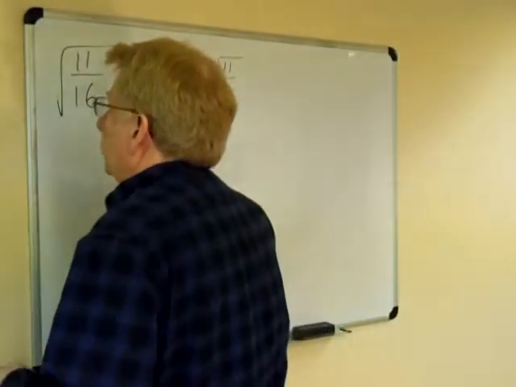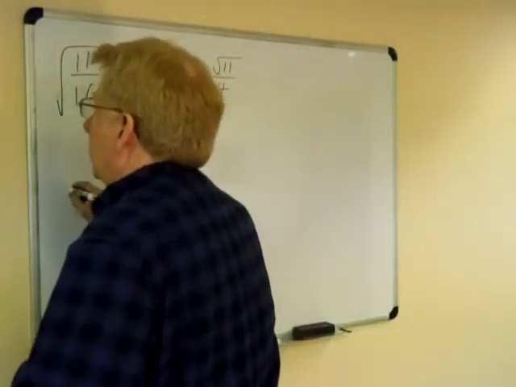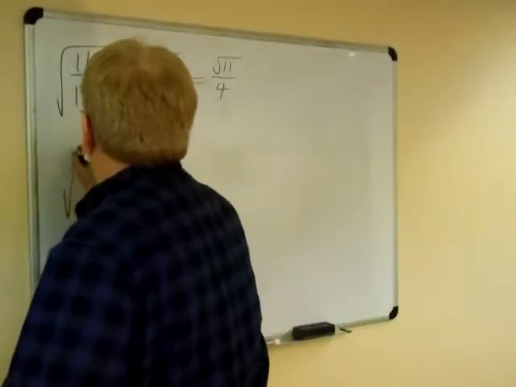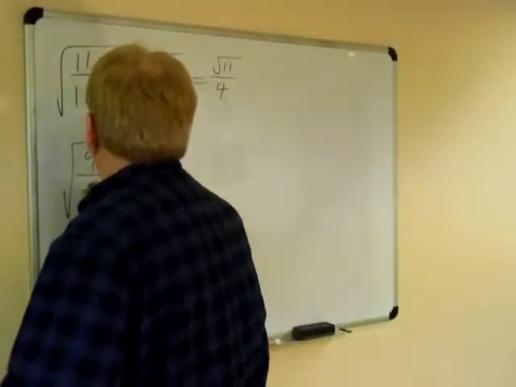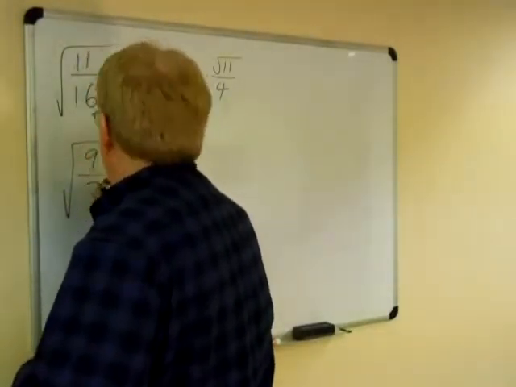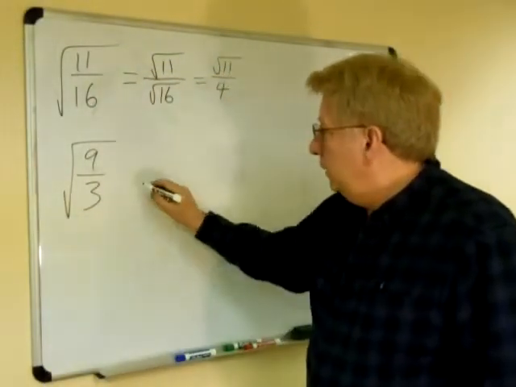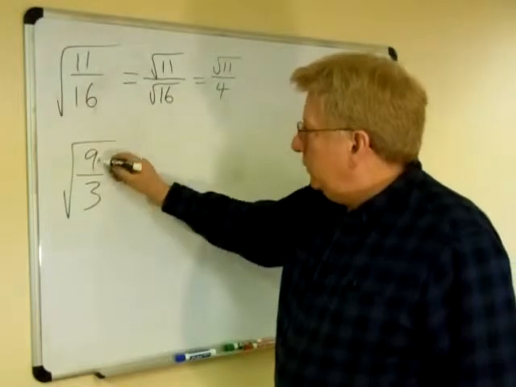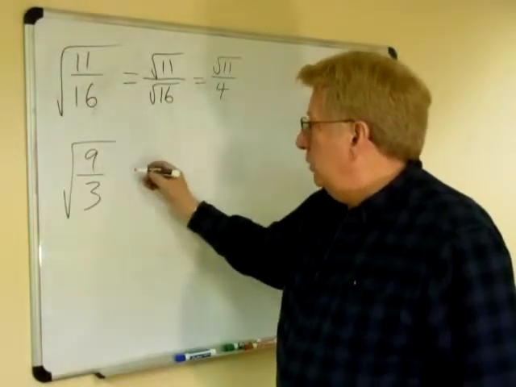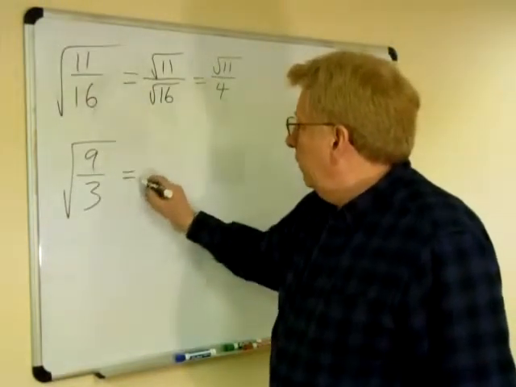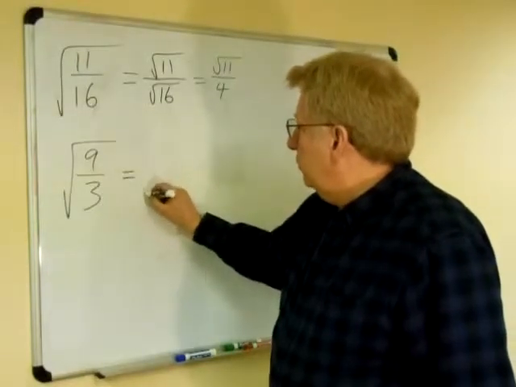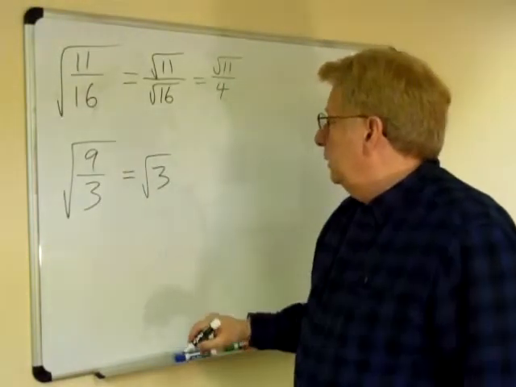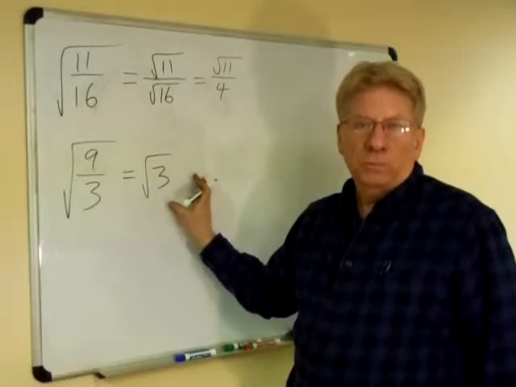Some more examples. Well, let's take square root of 9 over 3. So we can actually divide this and be done with it. So 3 goes into 9, so it ends up just a square root of 3. And you can't reduce that any lower.